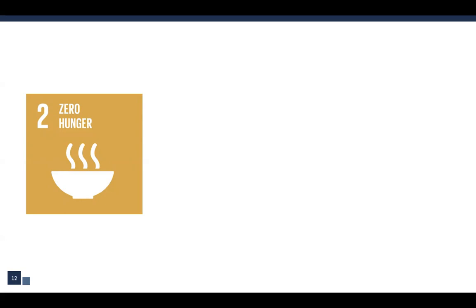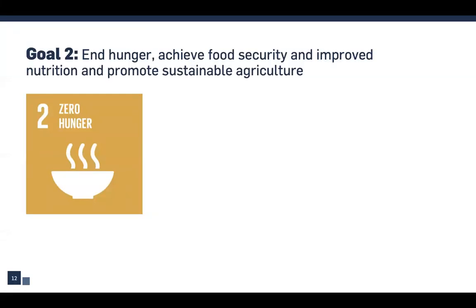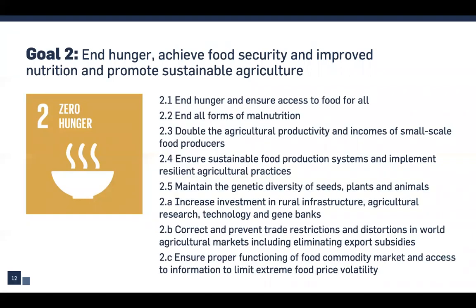So goal two, zero hunger, may conjure up images of famine, but in fact, the full text of the goal is to end hunger, achieve food security and improve nutrition, and promote sustainable agriculture. A much wider agenda that includes eliminating famine, but goes beyond that, and of course, really every country is going to have an interest here. And if we go a step further down to the level of the targets, you can see, again, a bit more, I think, the richness of the Sustainable Development Goals in their entirety.